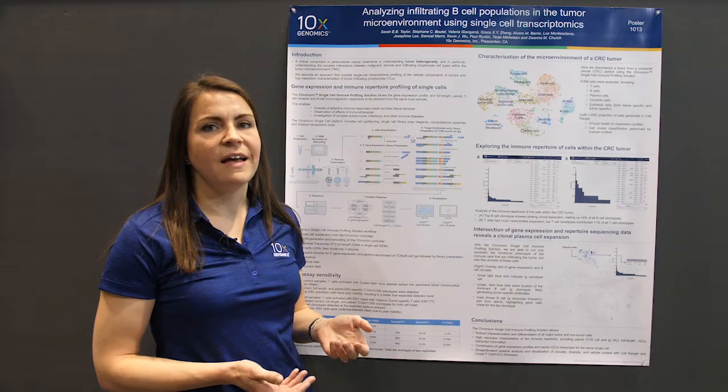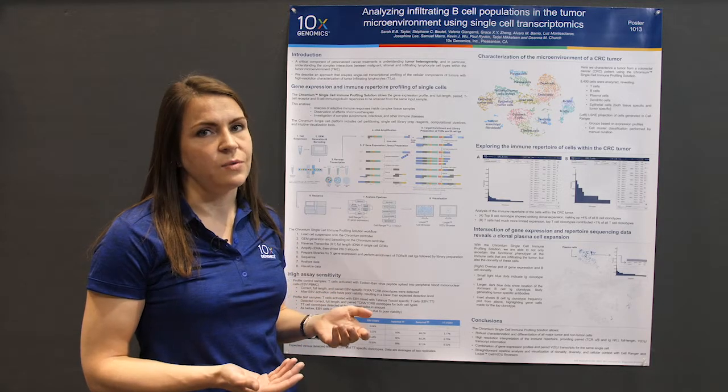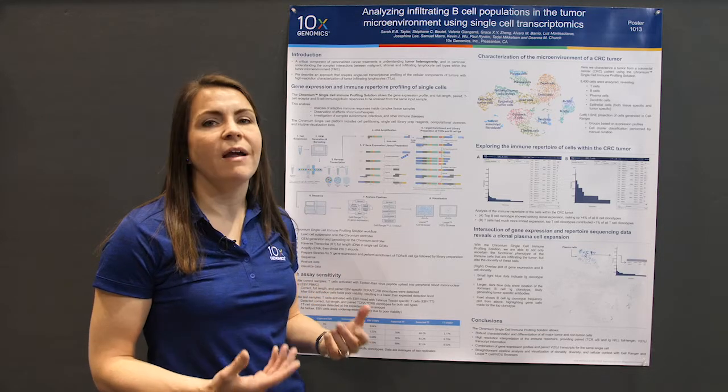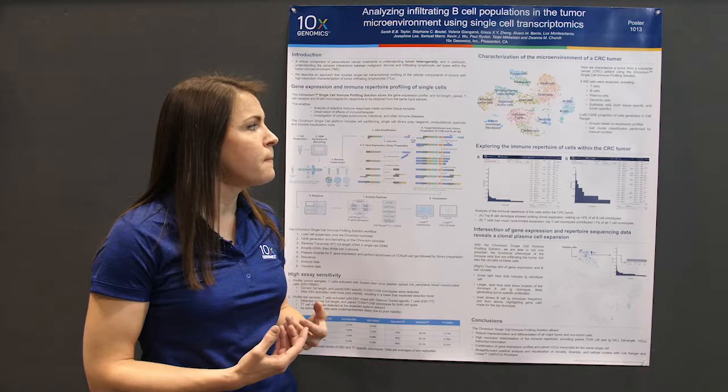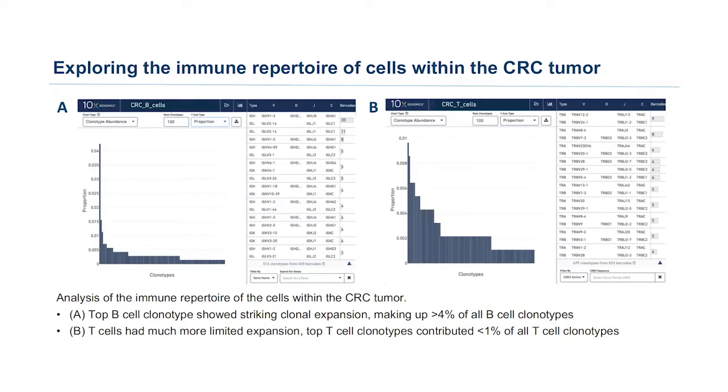The really nice thing about this assay is that in addition to the gene expression information, we get the TCR and the IG sequences. And that tells us a lot about what's going on in the tumor and lets us more comprehensively analyze the infiltrate. This figure is showing histograms of the frequency of the clonotypes that we detect. A is showing the B cells, and what you can see here is that we have one clone that is present at a much higher level than all of the others, around 4% of all clones detected, inferring that there's been some B cell clonal expansion.